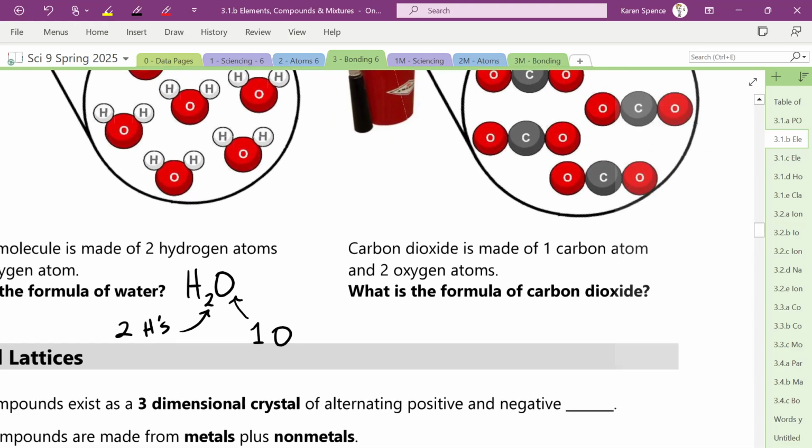Carbon dioxide is made of 1 carbon and 2 oxygens. What would be the formula for carbon dioxide? CO2. How many carbons?